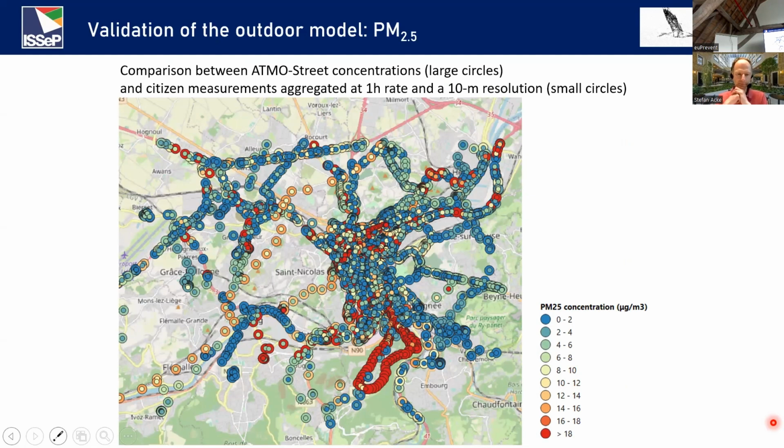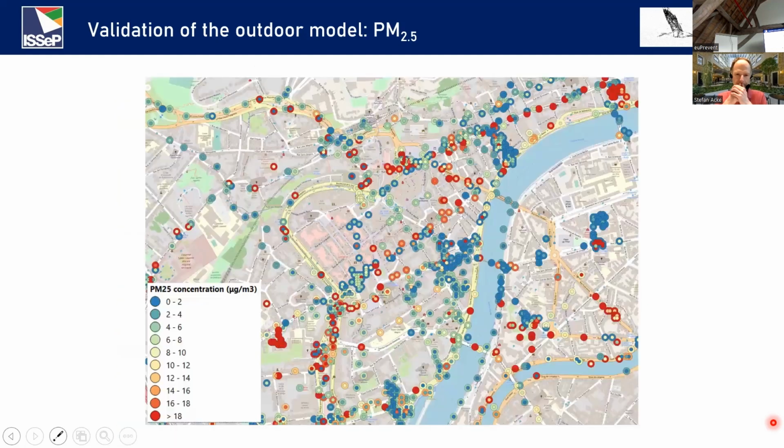So the large circles correspond to the Atmosphere concentration at 10-meter resolution, and we aggregate the citizen measurement at the same resolution and also at 1 hour rate. And you can see the very fuzzy map. But if we zoom in, you have here only the measurements corresponding to travel activity, to be comparable with the result of the model that simulates only the outdoor concentration in the street.